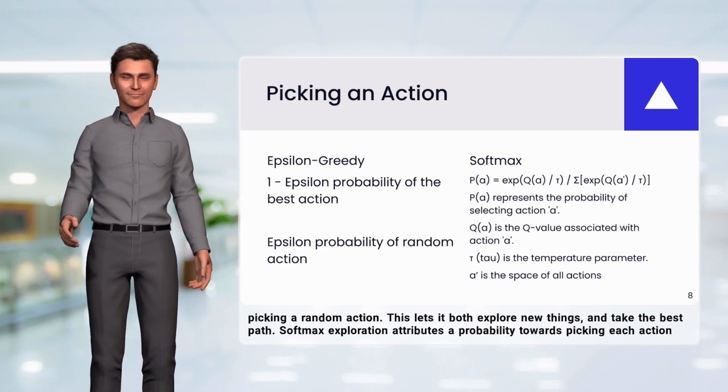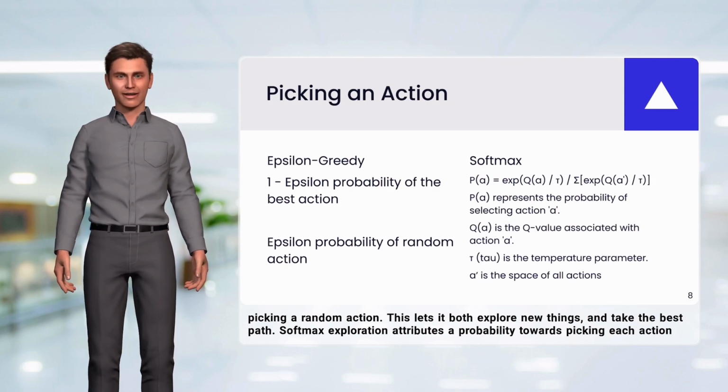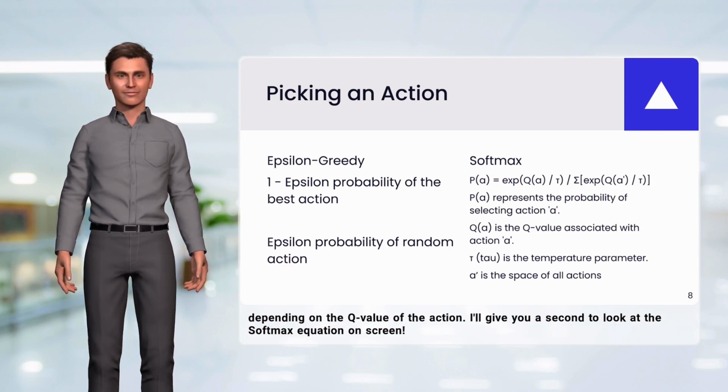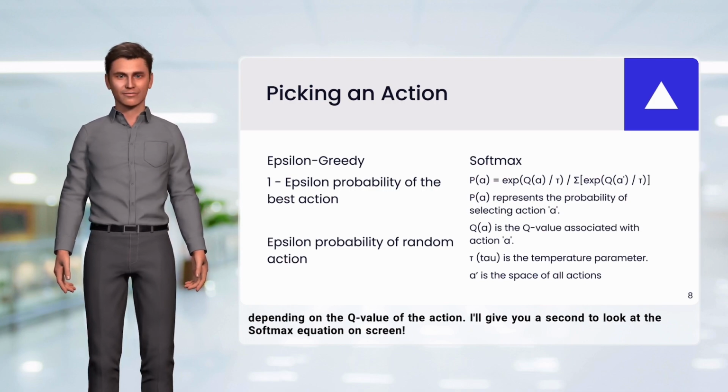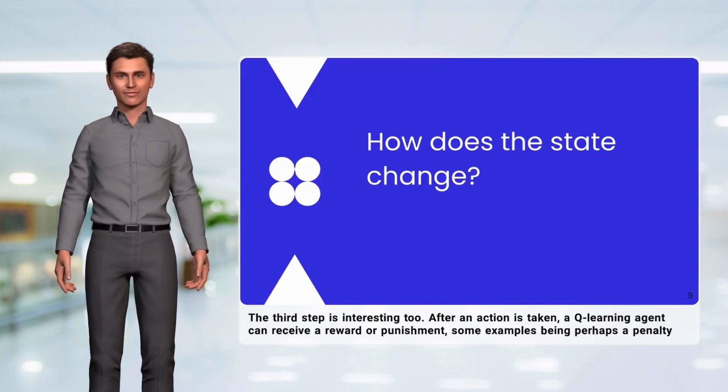Softmax exploration attributes a probability towards picking each action depending on the Q-value of the action. I'll give you a second to look at the softmax equation on screen. The third step is interesting too.